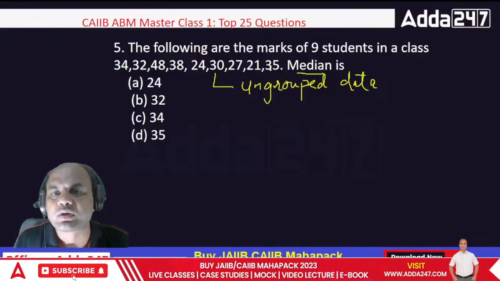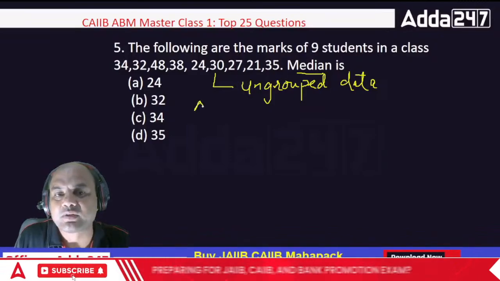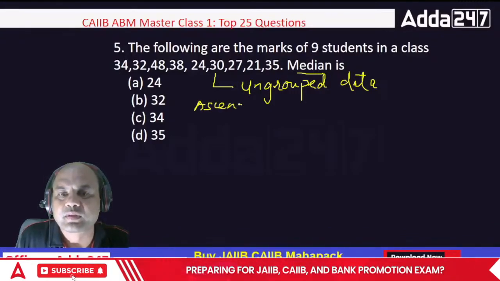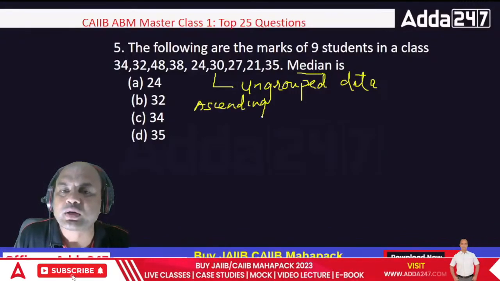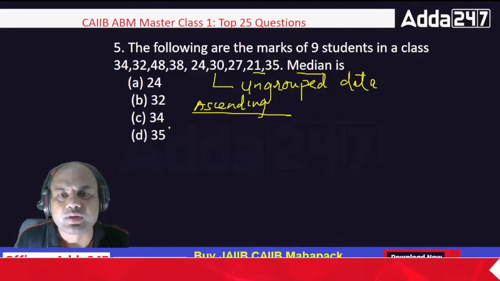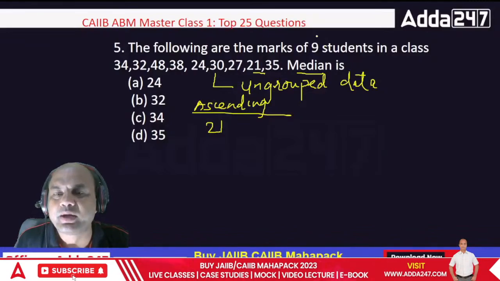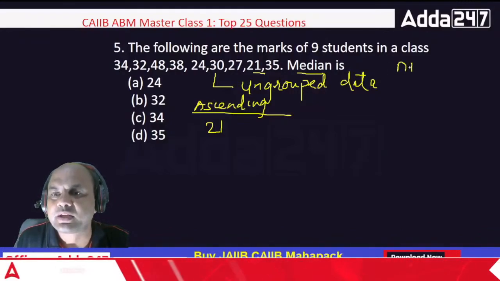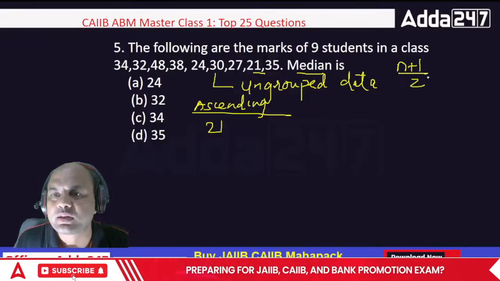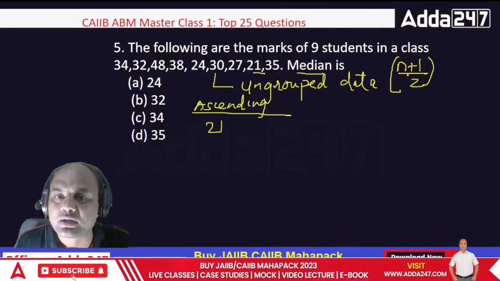Arrange them in the serial order, in ascending or descending. So let's arrange them ascending now. Ascending means lowest to highest. So which is my lowest number? 21. So I'll write this 21. See here, total there are 9 numbers. So as the number is odd, so median will be the 5th number. Always, what is the formula for median? N plus 1 upon 2 number. So 9 plus 1, 10 upon 2, 5th number.